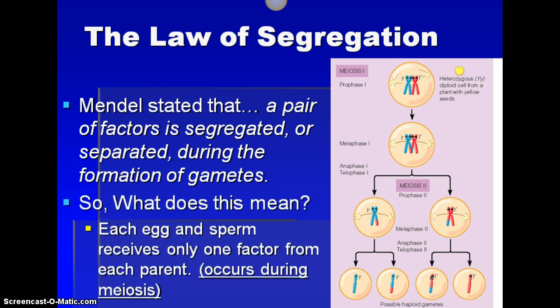And so what does this mean? Each egg and sperm receive one factor from each parent. And again, this occurs during meiosis. So basically, all the traits are separated into the 4 different cells that are being produced in meiosis.